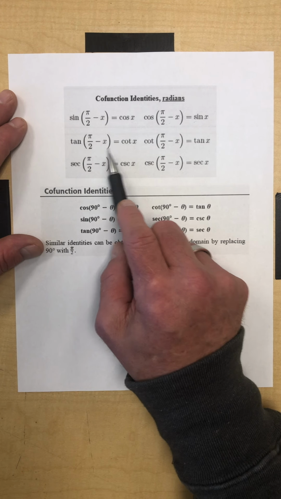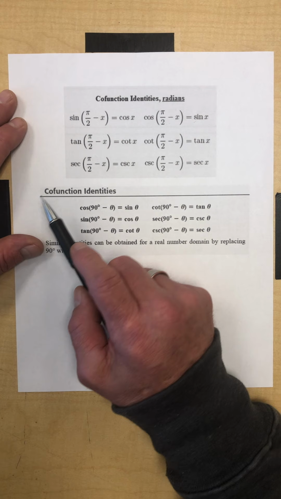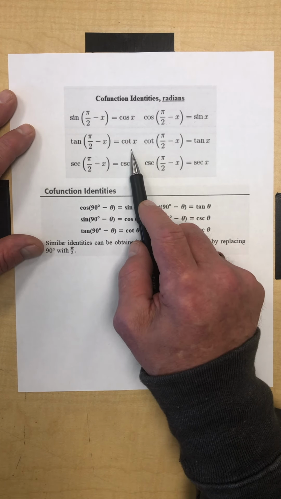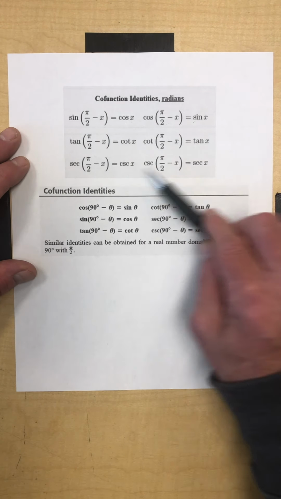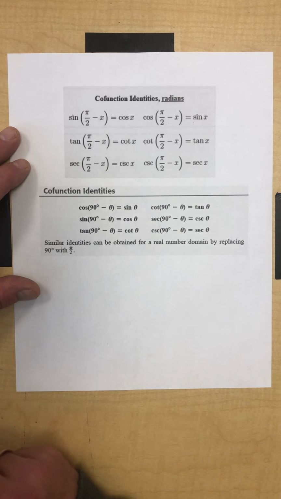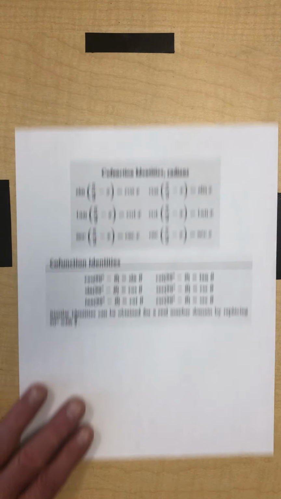Same thing here. Again, the x and the pi over 2 minus x are complements of each other. So the tangent of one and the cotangent of the other have to give you the exact same thing. We have it in terms of radians up here, and down here we have it in terms of degrees. But notice that it's always going to be 90 minus x or pi over 2 minus x to get your complement.